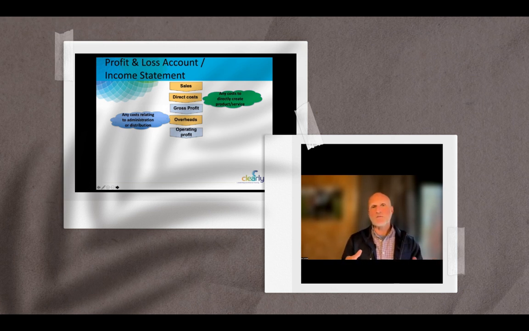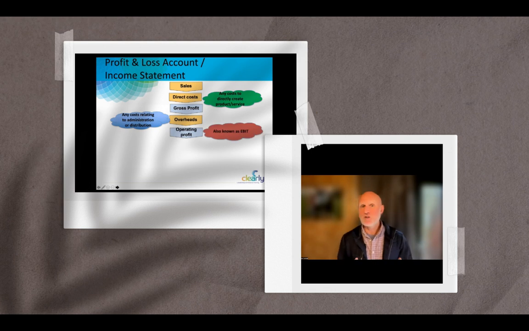Are we actually running this business at a profit? Does this business work as a business? Now, the operating profit's also got another name. It's known as the EBIT. That's an acronym, and EBIT stands for the earnings before interest and tax. EBIT, earnings before interest and tax.